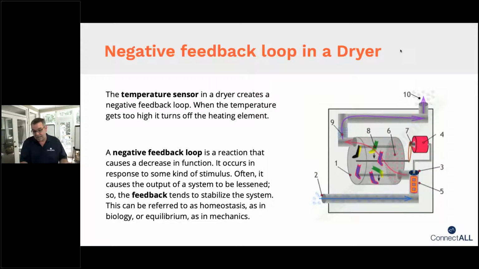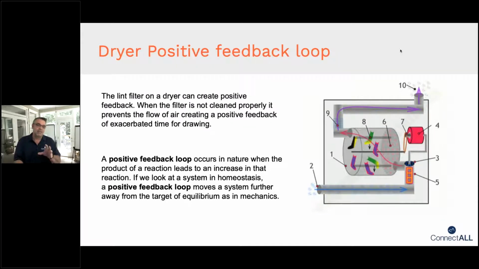A positive loop, on the other hand, is something that takes you out of homeostasis, something that's taking away from that. In this example, I'm using the lint filter. If the lint filter gets clogged up, the dryer doesn't work at the right capacity, it takes longer, and it's not maintaining that peak performance. So these are feedback loops that are happening in your system.